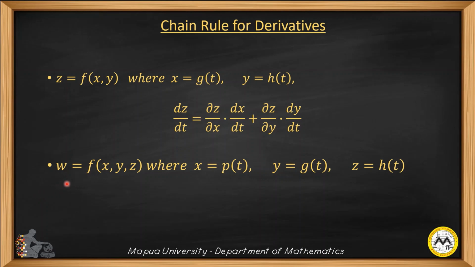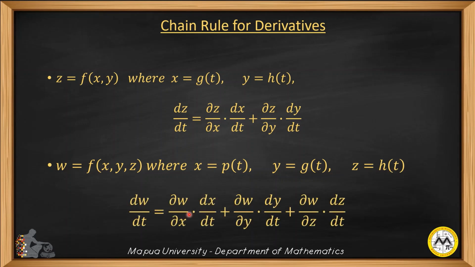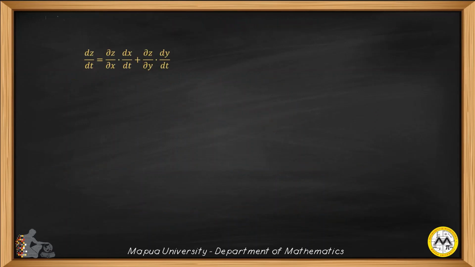And if we are dealing with w, a function of x, y, and z, where x, y, and z are again expressed as functions of the variable t, then the derivative of w with respect to t would just be equal to the partial derivative of w with respect to x times the derivative of x with respect to t plus the partial derivative of w with respect to y times the derivative of y with respect to t plus the partial derivative of w with respect to z times the derivative of z with respect to t.